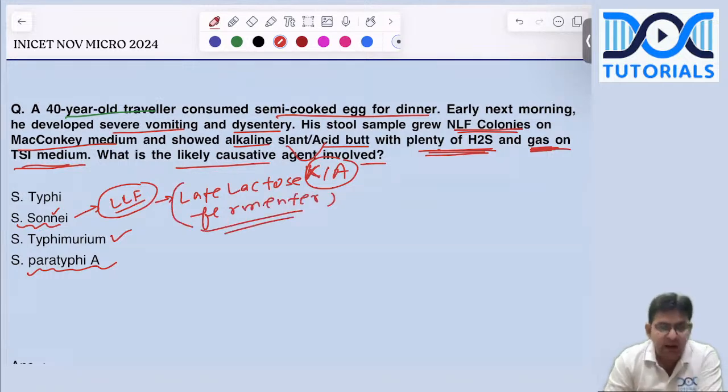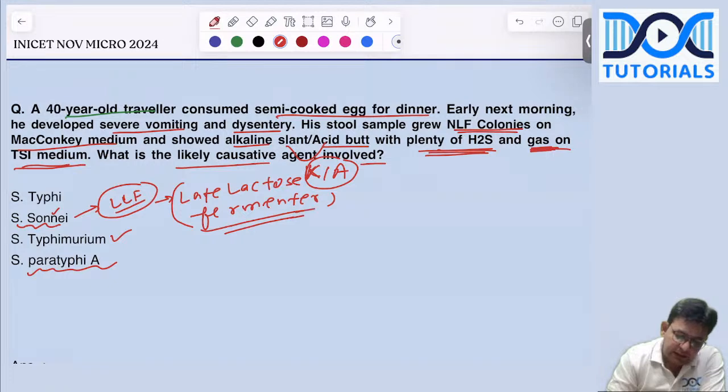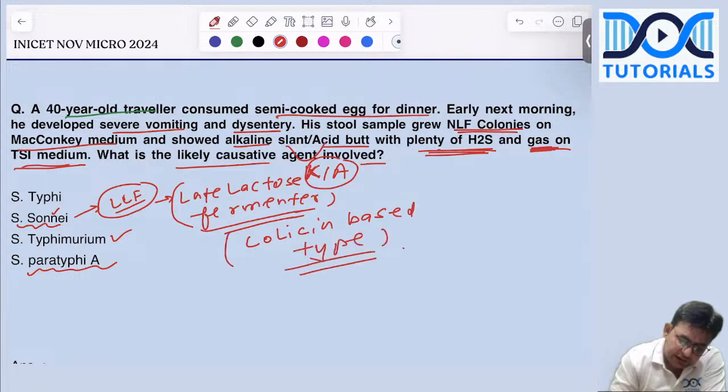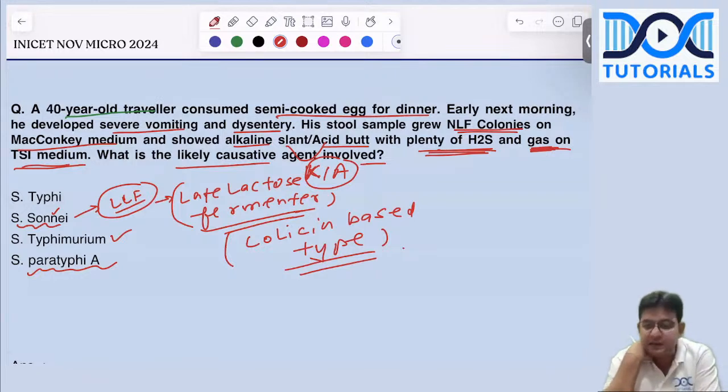Another thing is, as per INI CET, Shigella sonnei is colicin based typed. This particular question can come, that which particular Shigella is colicin based typed. The answer is Shigella sonnei is colicin based typed, and it is a late lactose fermenter. And this late lactose fermenter and colicin based typing can be asked.